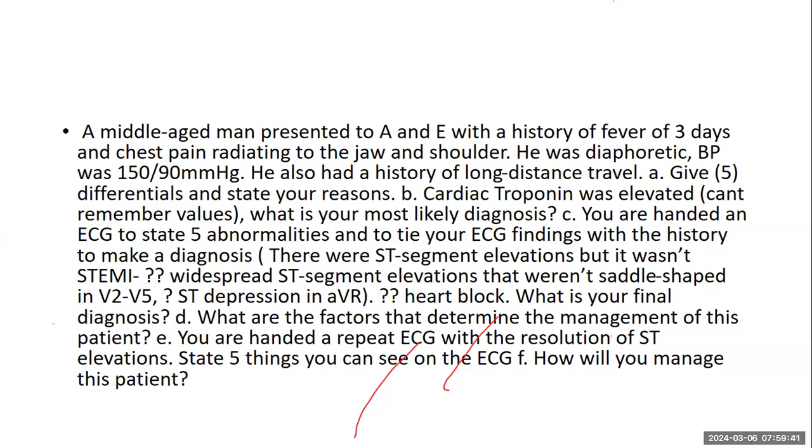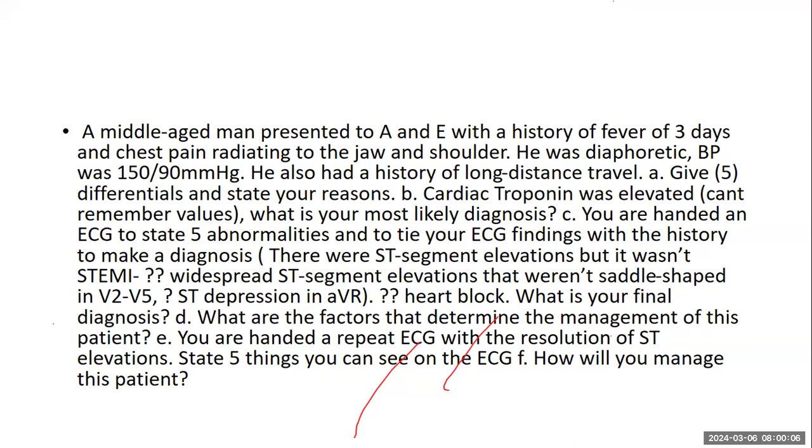If a patient presents within the golden hours, then that tells you that you can take the patient immediately to the cath lab for revascularization. Of course, if the patient presents outside the golden hours, depending on the presentation, if the patient still has persistent chest pain or worsening ECG changes, then that can also determine your management of the patient.